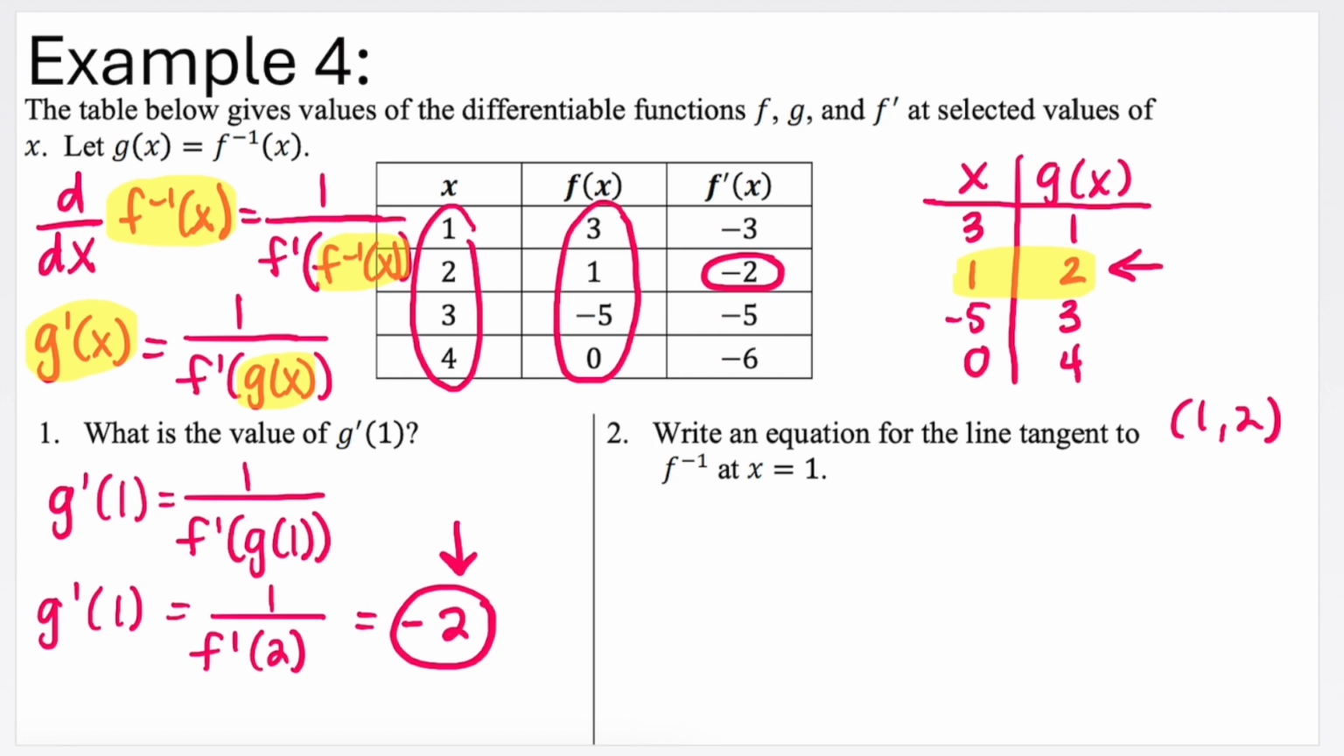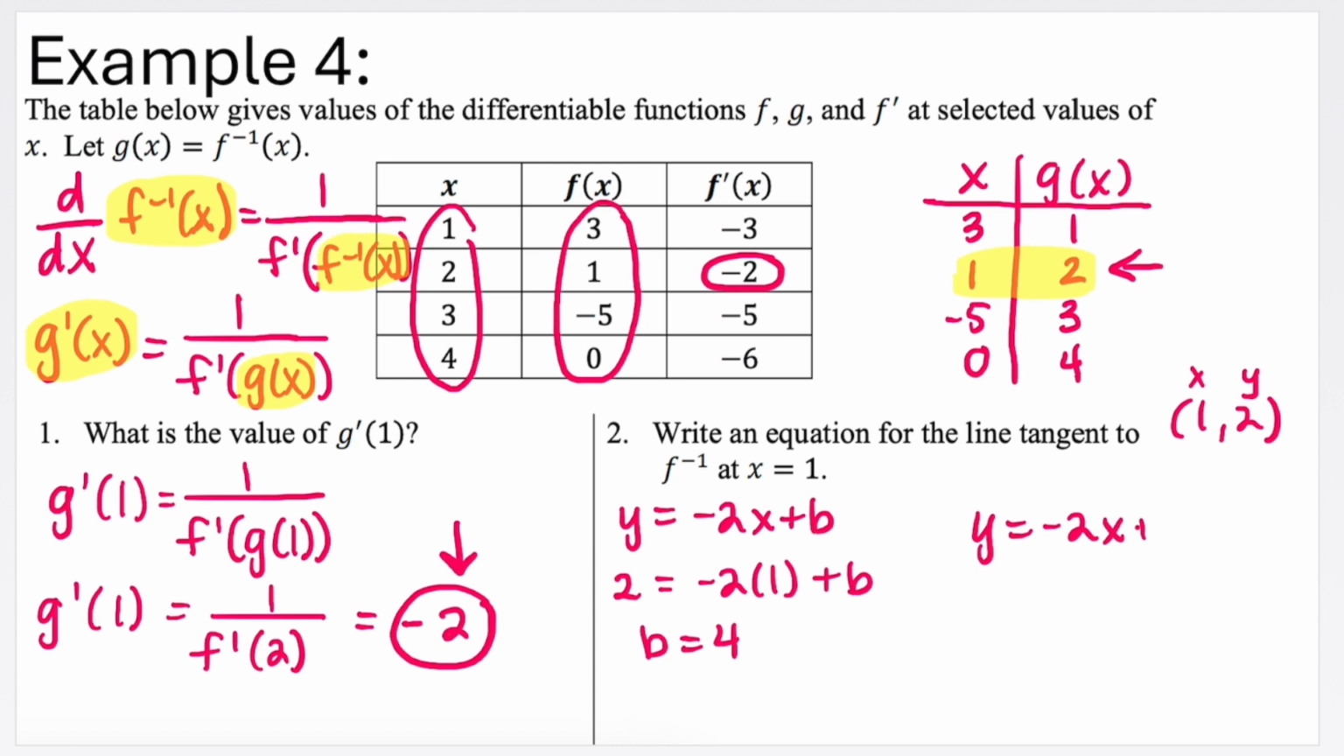So I'm going to go ahead and say y equals negative 2x plus b, and then I'm going to plug the x and the y from the point in. So I'll have 2 equals negative 2 times 1 plus b. So b is going to be 4. So y equals negative 2x plus 4. That will be the equation of the tangent line to the inverse at x equals 1.